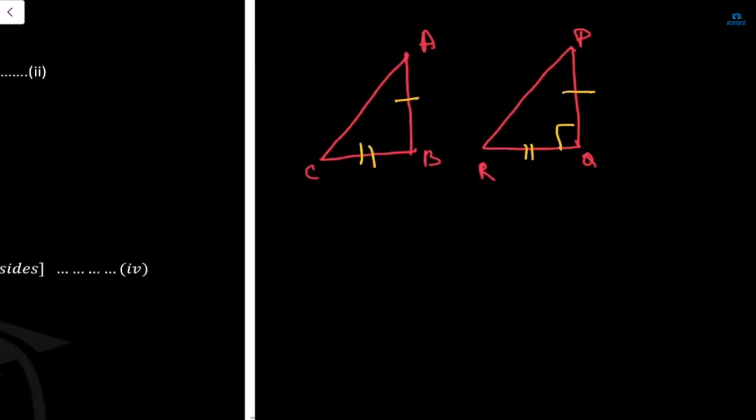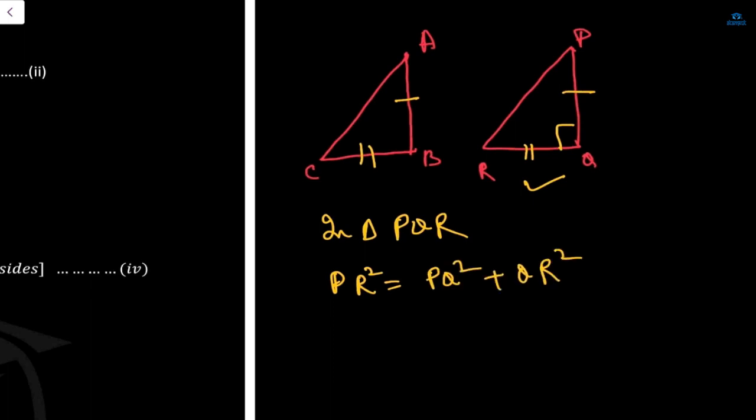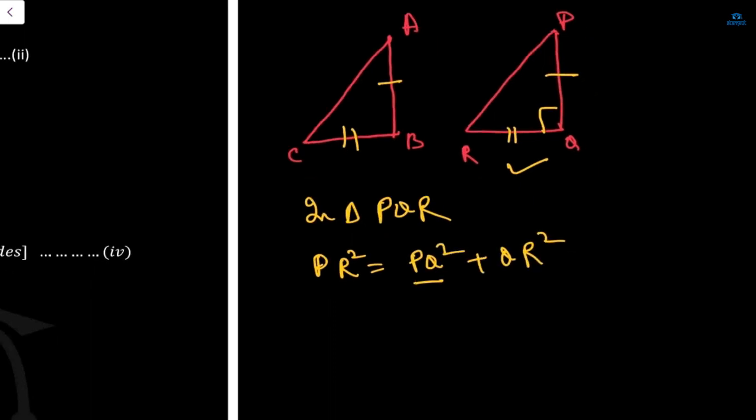Now, in this, you can apply Pythagoras theorem. In triangle PQR, we already know this angle is 90 degrees, so PR square will be equal to PQ square plus QR square. Here PQ is equal to AB, so we can write AB square, and QR is equal to CB, so we can write BC square.